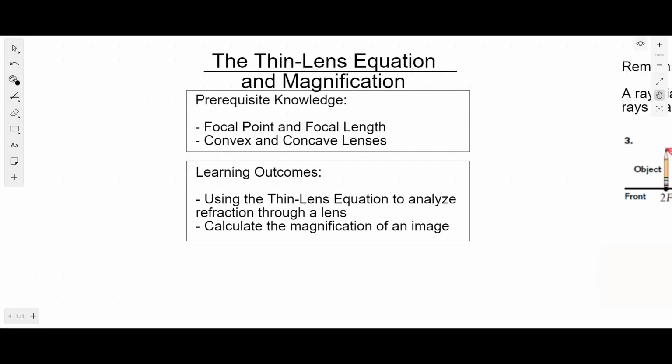Hey everybody, welcome back. Today we're going to be covering the thin lens equation and magnification. What you need to know before watching this video is a general understanding as to what the focal point is, what the focal length is, and the differences between convex and concave lenses.